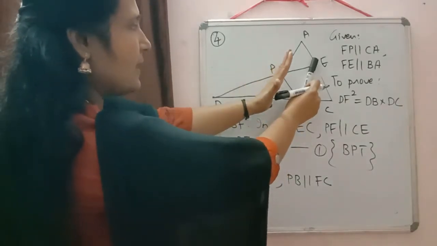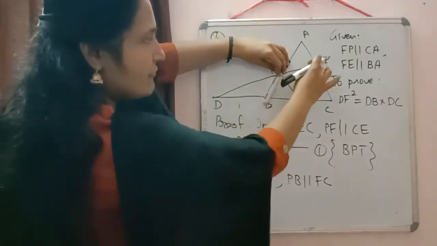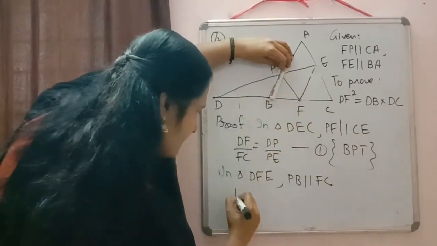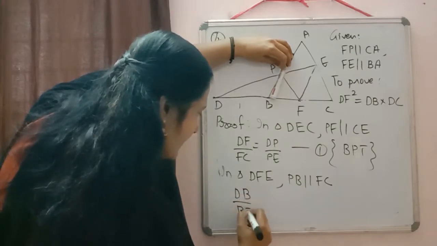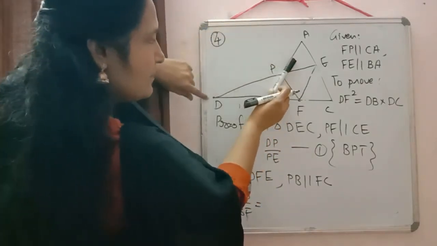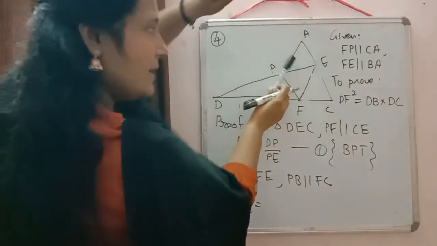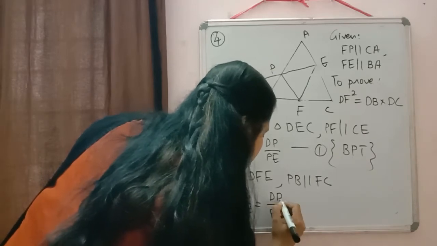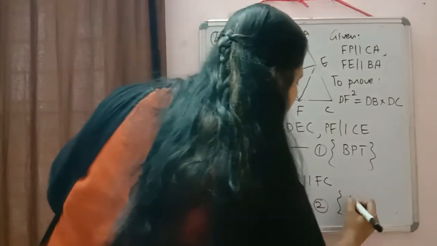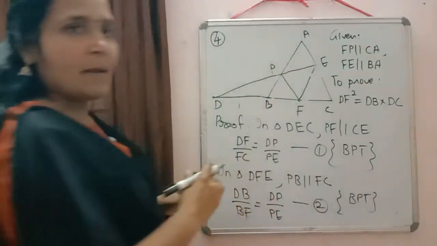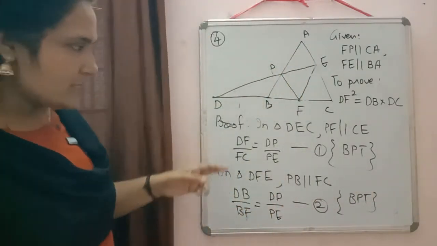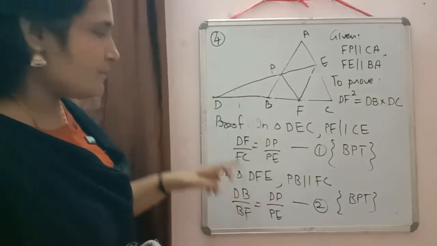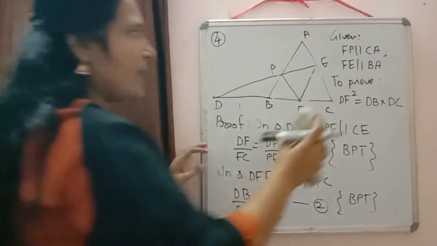We have PB parallel to FE. Then again what will come? DB by BF is equal to DP by PE. This one we wrote as equation 2, and similarly you can write down there by BPT. So in equation 1 and 2, you can check the right hand side ratio is the same. Both are equal to DP by PE.